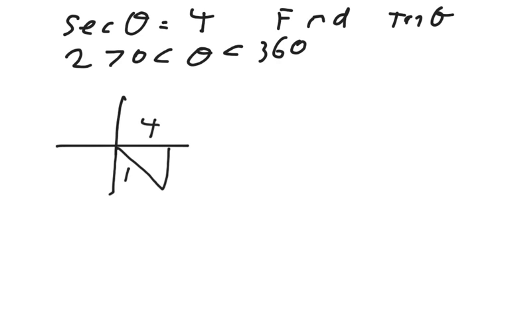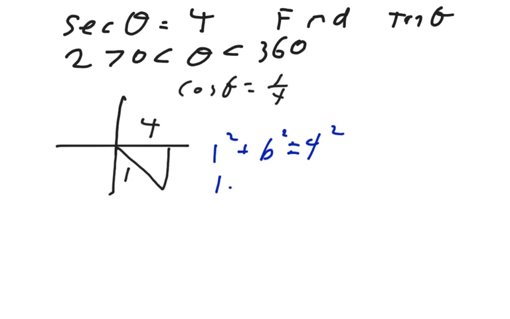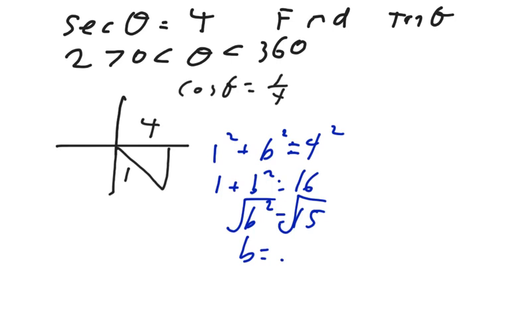Well, the secant is the reciprocal of the cosine, so the cosine is equal to 1/4, and so we have this picture. So we got 1 squared plus b squared equals 4 squared. So 1 plus b squared equals 16. Subtract over the 1. And we got b equals the square root of 15. But since this is down, we have negative square root of 15. So the tangent turns out to be the opposite, which is negative square root of 15, over the adjacent, which is 4.